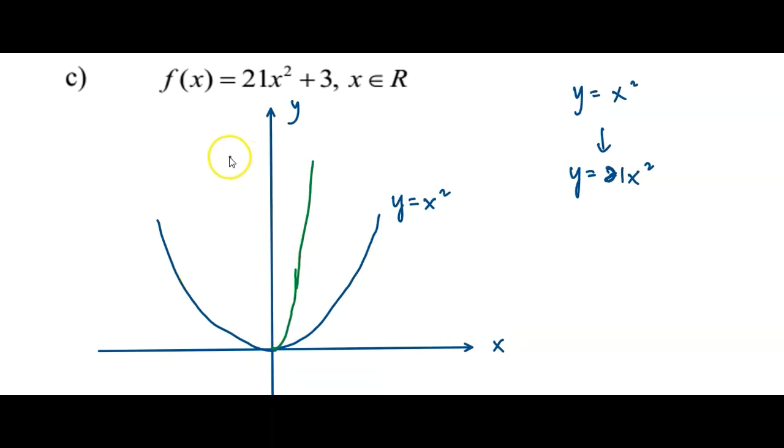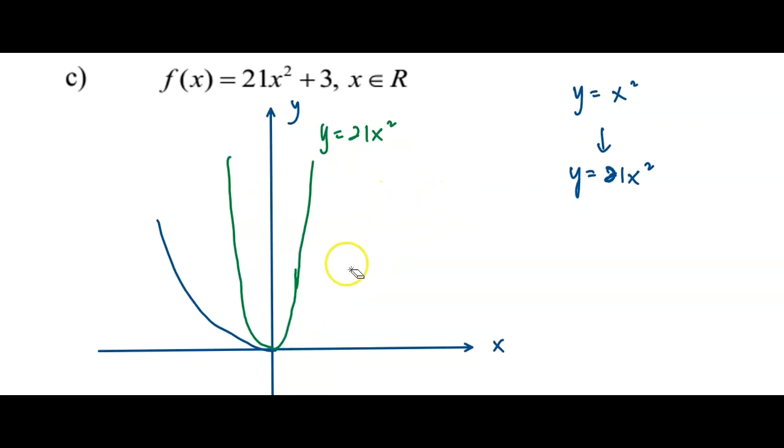Okay, so this is the graph. The green graph represents y equals 21x squared. After you have sketched this, the blue graph, you can just erase it off. After that, I want to sketch the graph of y equals 21x squared plus 3, meaning that from the graph of 21x squared, I'm going to move up 3 units to form 21x squared plus 3.